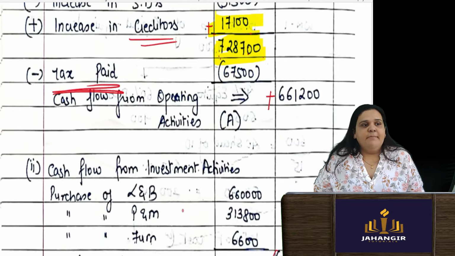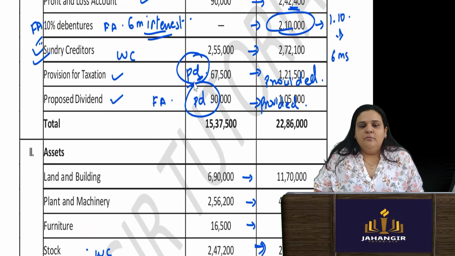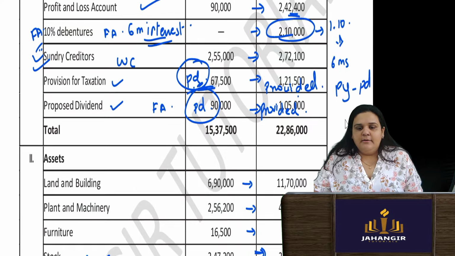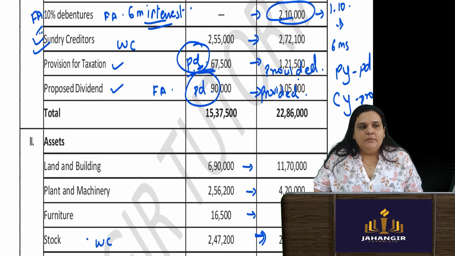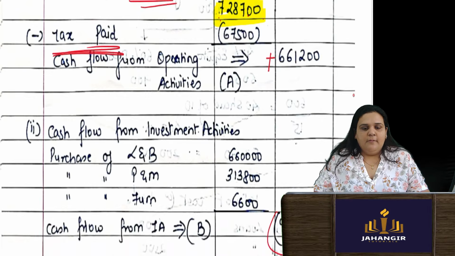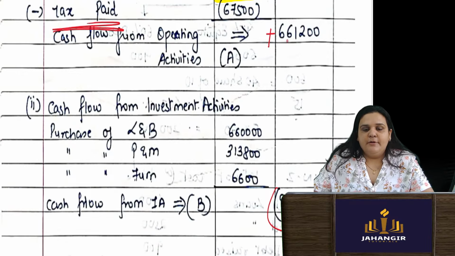From there I can pay my tax. Tax paid: the current year will be provided, but the opening one is going to be paid. Previous year is paid. Current year is provided. If nothing is given, then the current year will be provided and the previous year paid. Minus tax paid, so I'm going to get 6,60,000. Cash flow from operating activities is done.